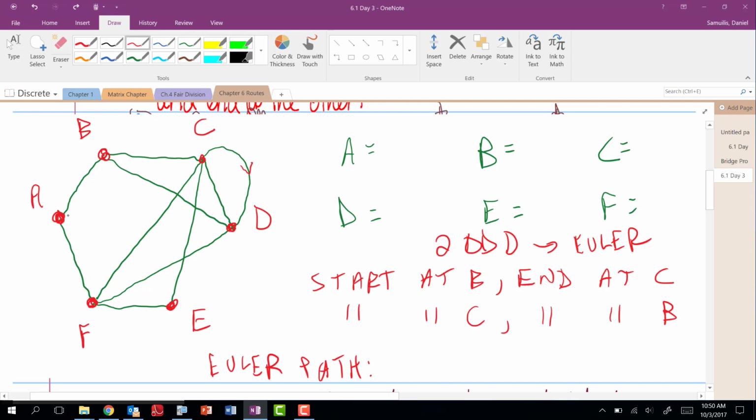So what's the degree of A? Almost said it. What's the degree of A? 2. And I can't help you if you can't figure that out. What's the degree of B? 3 edges. 3. Uh-oh. Put a star by that. Can we have an Euler circuit then? Yes or no? That's today's thing. No, Euler circuit's gone. All right, and then look at C. What's C? 5. Uh-oh.